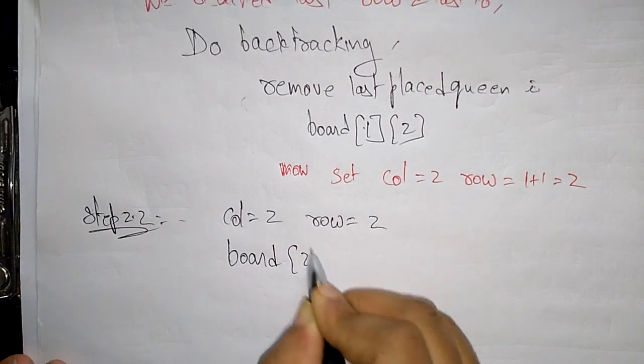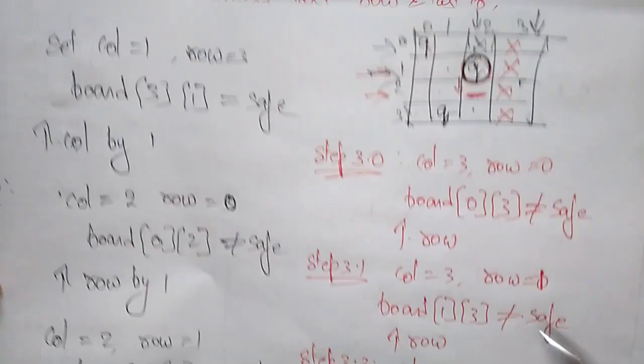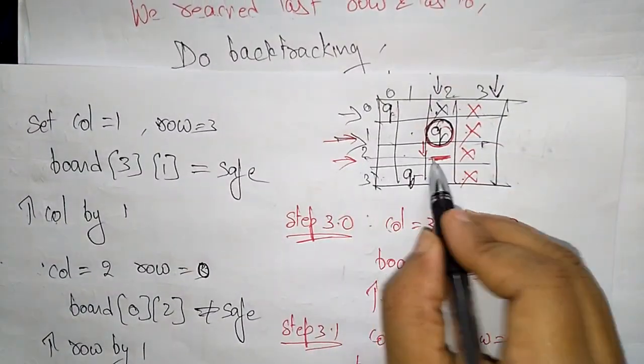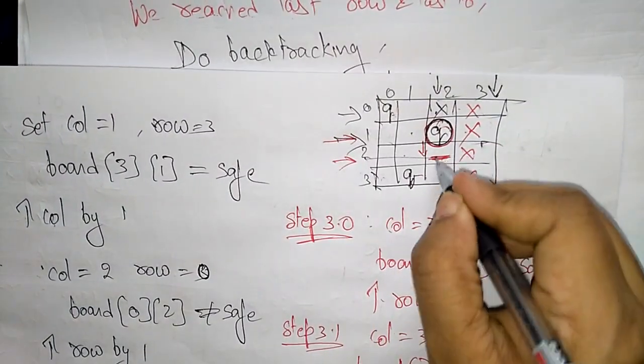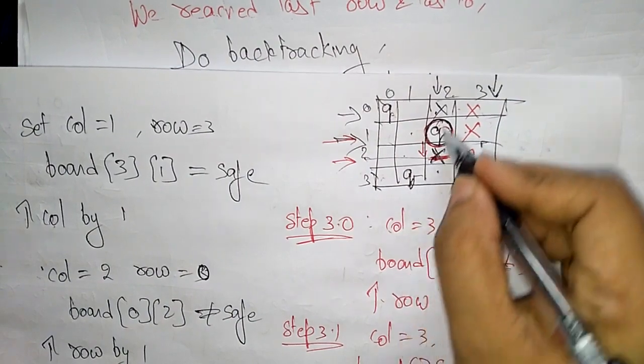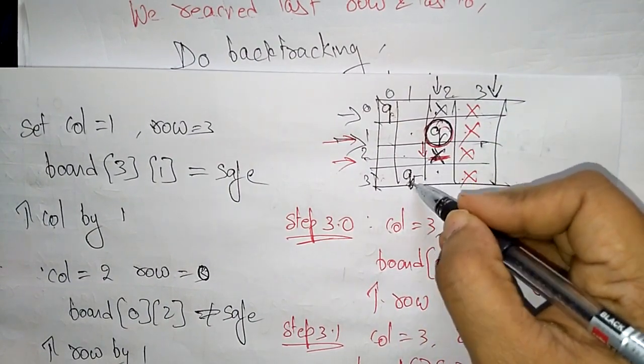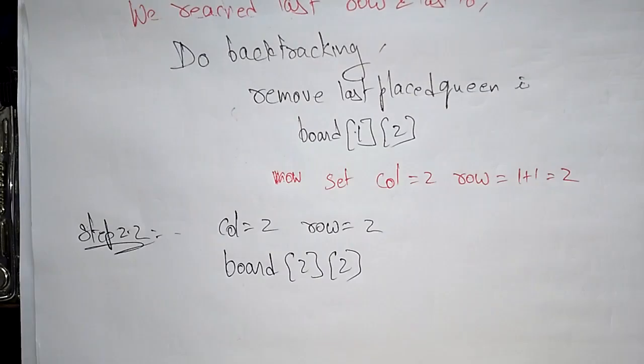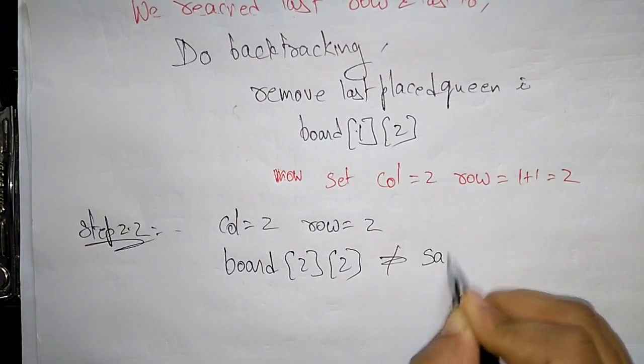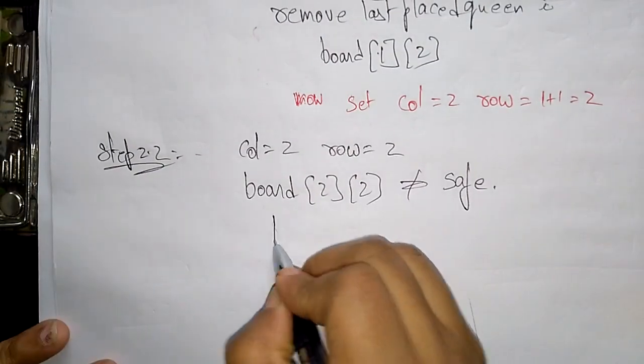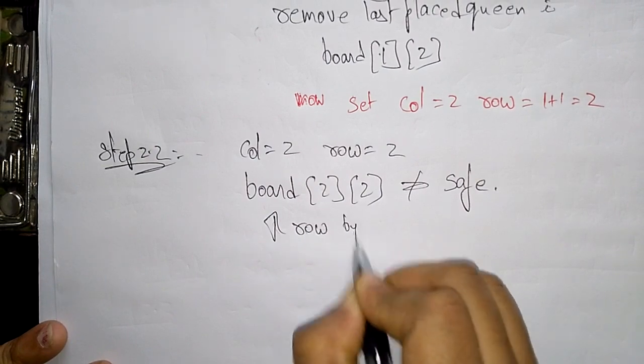Check board of 2 of 2 is safe or not. Is board of second row and second column safe? No, it is not safe. Why it is not safe? Because it is forming diagonal. The previous one is forming diagonal. It is not safe. So whenever it is not safe, just increment row by 1.